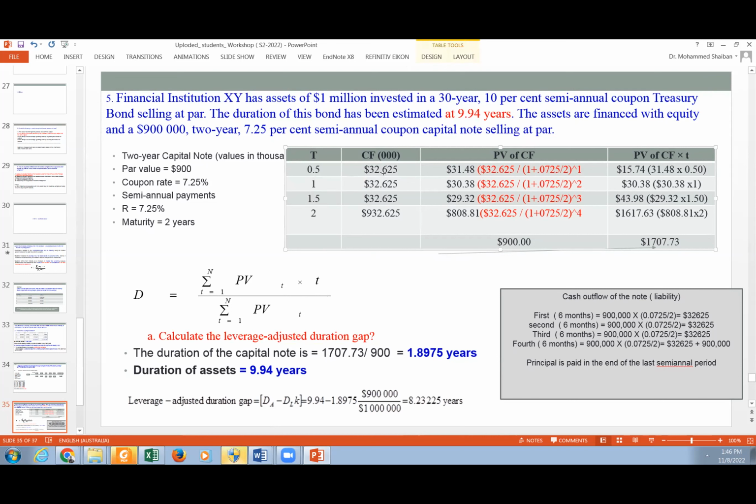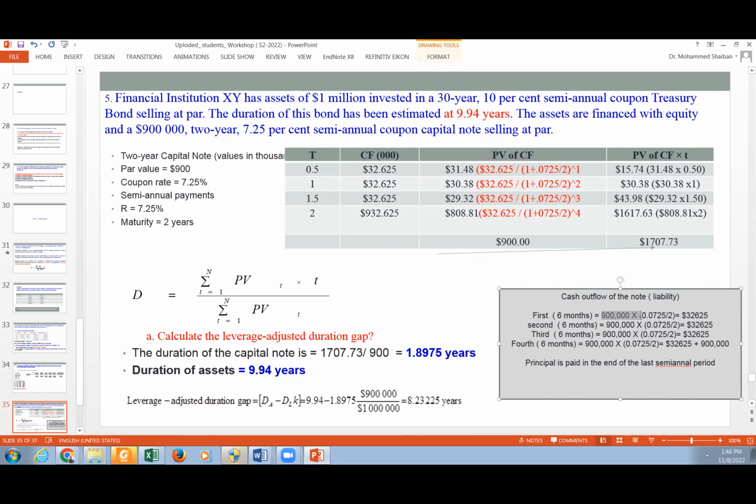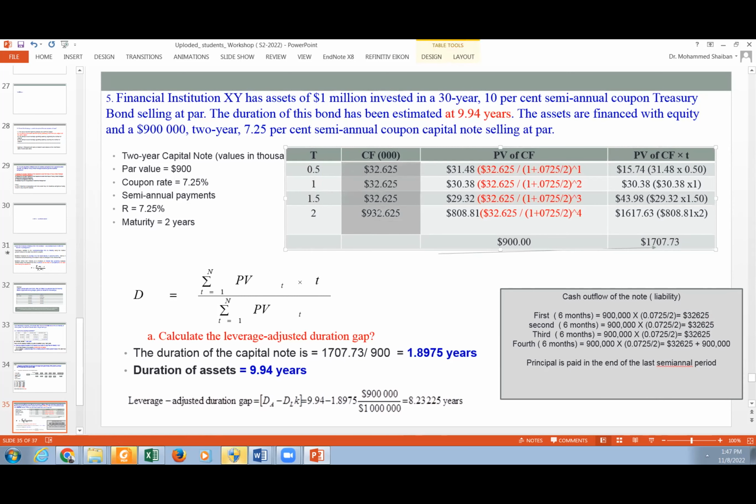And I know this is 32,625. This is how I'm going to, this is the cash flow of the note, which means how much I have to pay. For the first year, I will have to pay 900,000, which is the total bill. The asset is financed by 1 million, but 100,000 of it from equities. So I have to calculate how much interest I will pay, which will be a cash outflow. And I found this. For the next 6 months, I'll find this. And the third 6 months, same thing. So all of these payments will happen in time with those amounts, but I need to get their discounts.